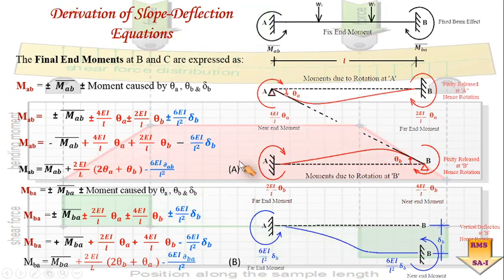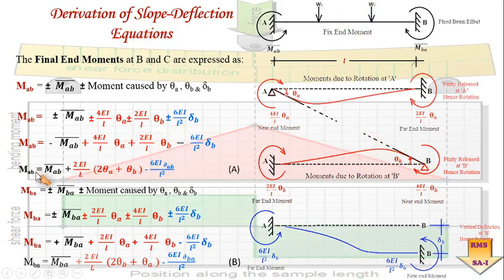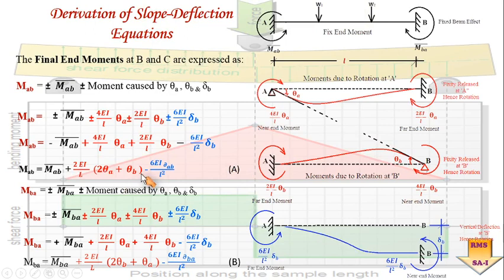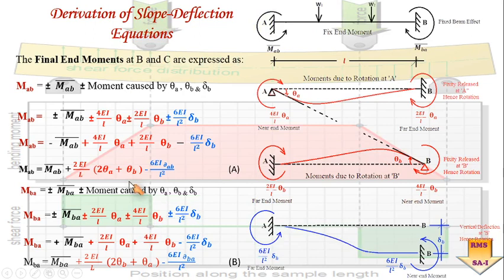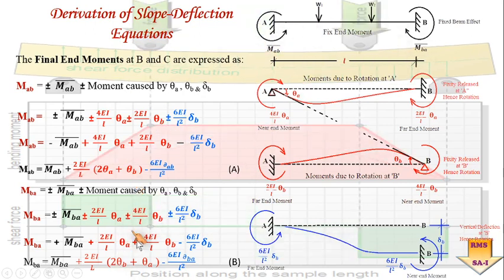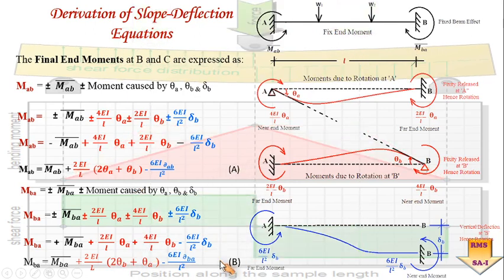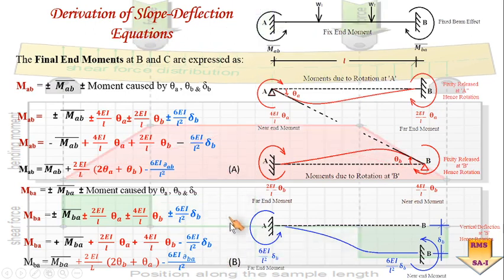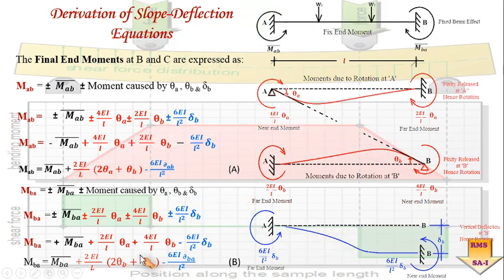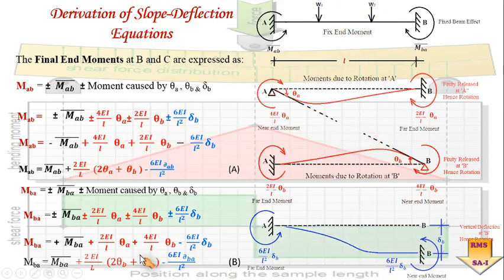As I have told you again and again, this is the first equation A, which has two unknowns theta A and theta B. The second equation is again in terms of theta B and theta A. Since this is a single span beam, there will be only two unknowns, theta A and theta B. After solving these two simultaneous equations A and B, which form the set of equations, you will get the values of theta A and theta B. So this is how we have to understand the slope deflection method governing equation.